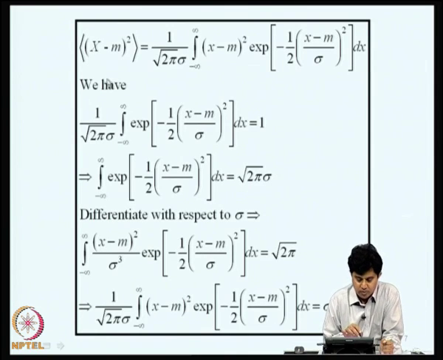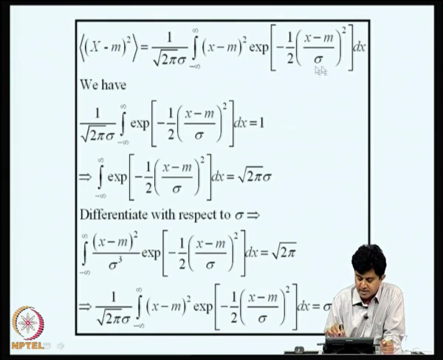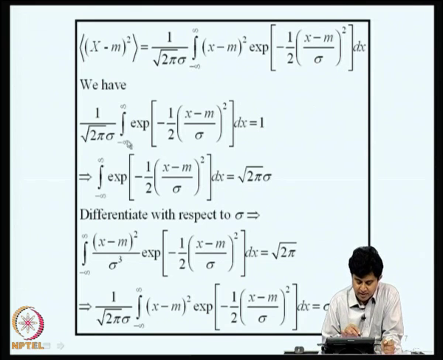Now how do we evaluate the variance? So variance is expected value of (x minus m) whole square. So this is the expression that we need to evaluate. Now what we could do is begin with the result that area under the probability density function is 1. This I have shown during the lecture.